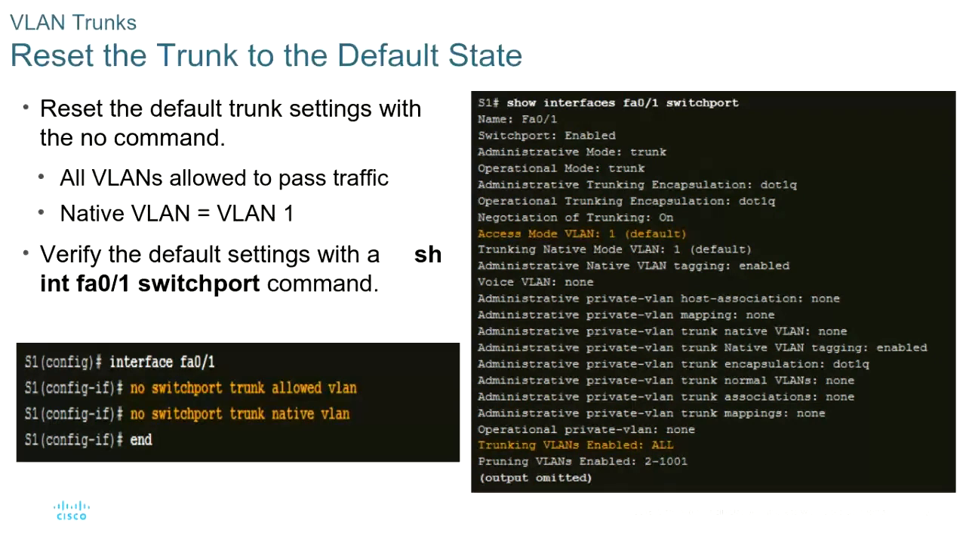Okay, I want to restore the default trunk settings with the no command. So you can always reverse an IOS command by putting no in front of it. If we want to put it back to the default, we can do that. Of course, you can erase a switch and reboot it, but in a production environment, you probably can't do that.